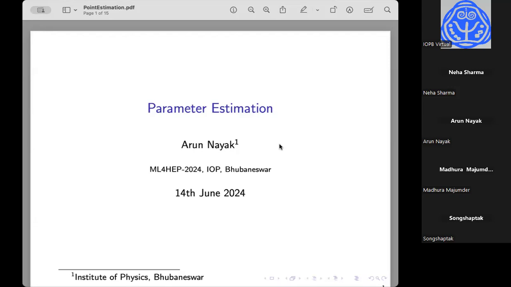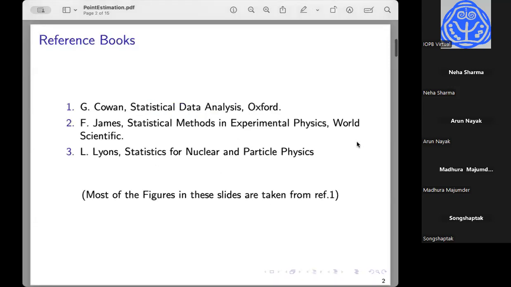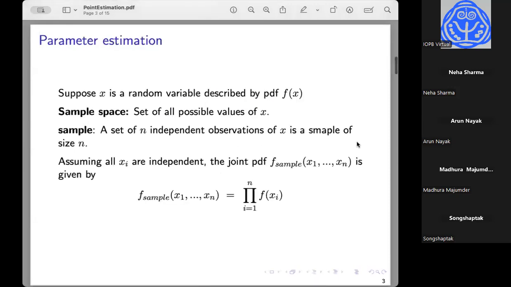Let's see. Again, the books that I have are mostly the same. So let's see what we want to do. Before I go to that, let me introduce a few more definitions that are needed.